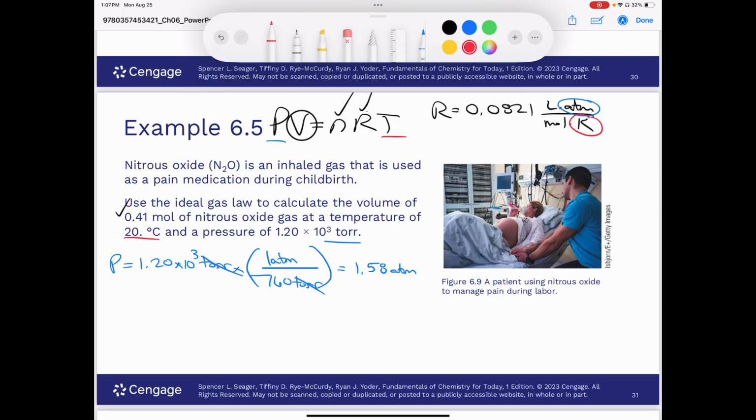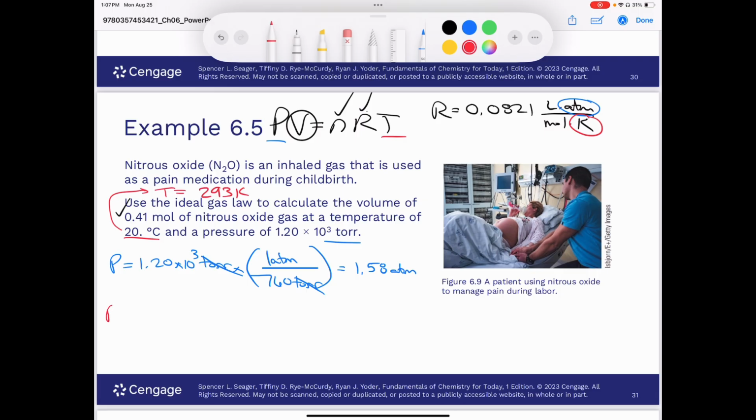So I'm just going to add 273. So our temperature, I'll just scribble it right here. Temperature is actually going to be equal to 293 Kelvin. So 293 Kelvin, 273 plus 20. That's just a calculation I did in my head.